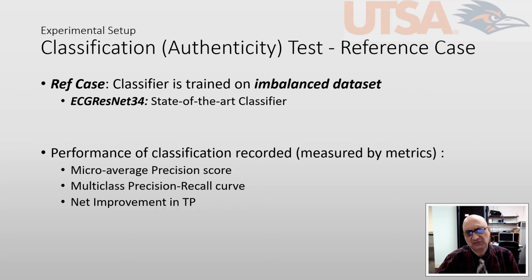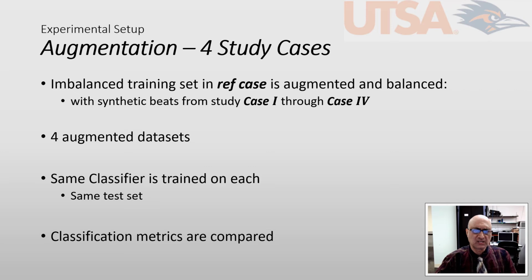The classifier that we used was ECG 34, which is the state-of-the-art classifier. The metrics that we used to compare were the micro-average precision score, multi-class precision recall curves, and also net improvement in the true positives. All the other cases are compared with the reference case. So the reference case is augmented and balanced with the synthetic data set.